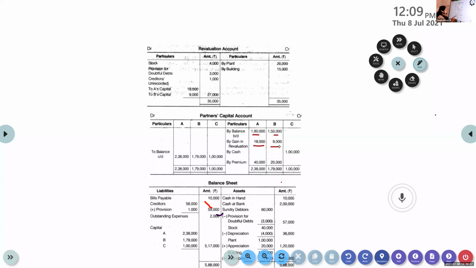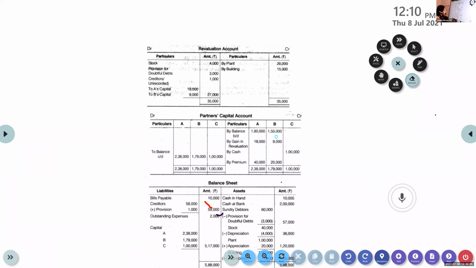Then by cash. What is this by cash? This is the capital contributed by the new partner, the capital brought by the new partner, 1 lakh rupees. So it is shown under the amount column of C. It is 1 lakh, the amount brought by the new partner.